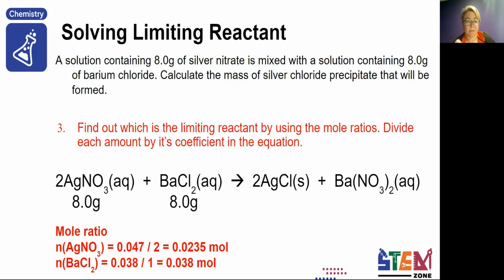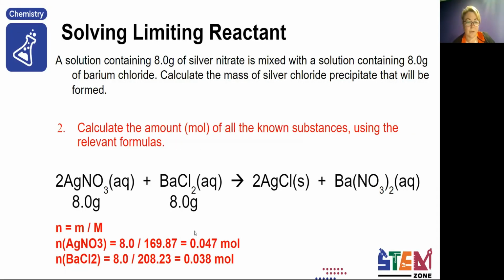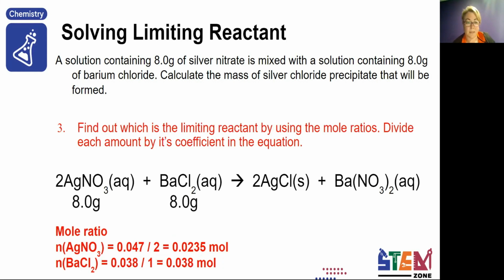But I can even go back even further and go, okay, well, I know that silver nitrate is limiting. My number of moles is here, but way back at the start, 0.047. Then I can divide by 2, multiply by 1, and that's how much barium chloride I'm going to need. I'm going to need essentially 0.0235. I know I've got 0.038, so I can just subtract that number.